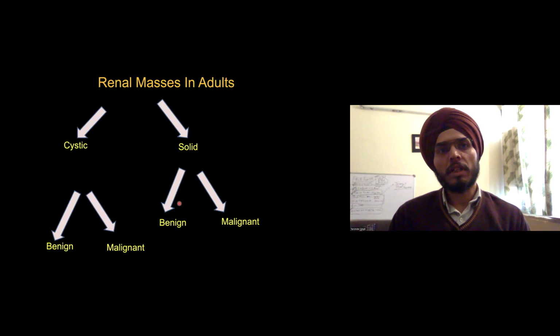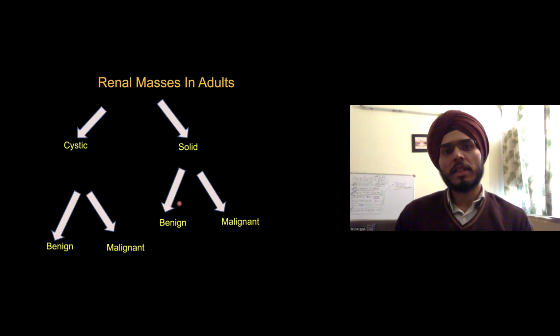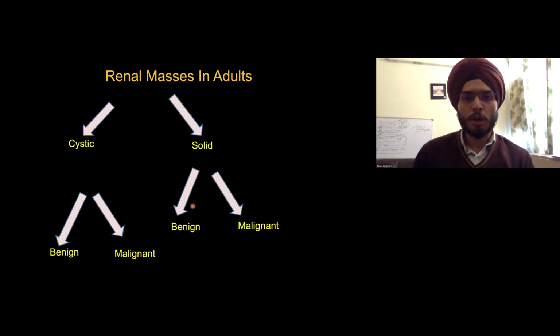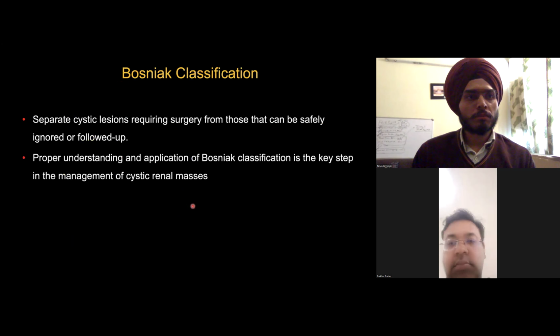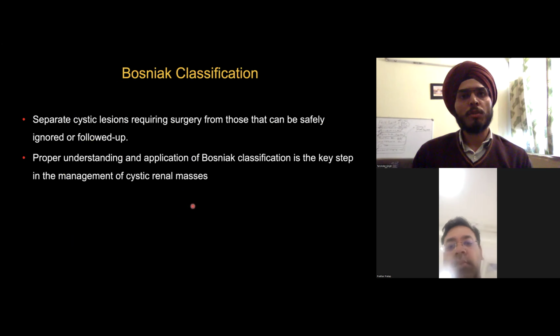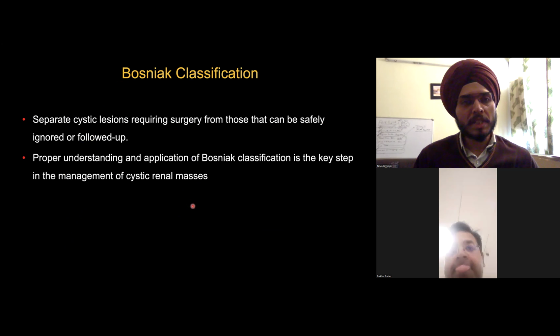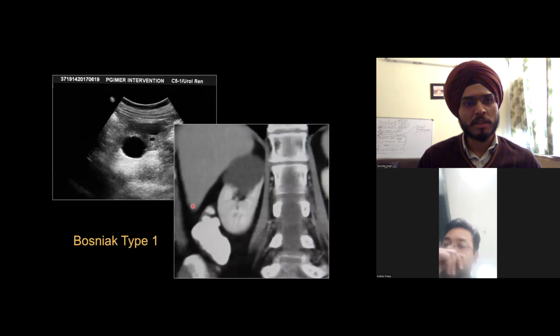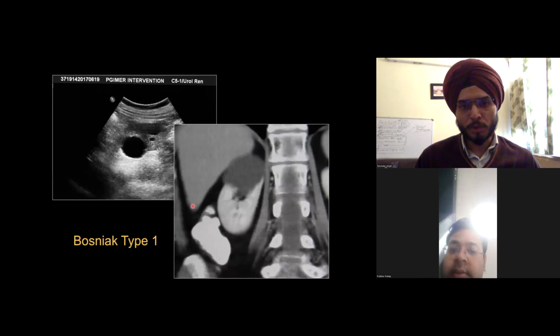Now, when we are evaluating renal masses in adults, we need to characterize the lesions, whether they are cystic appearing or solid appearing, and both can be benign or malignant. Now, there is a classification for that, the Bosniak classification, which separates the cystic lesions requiring surgery from those that can be safely ignored or followed up. Proper understanding and application of the Bosniak classification is a key step in the management of cystic renal masses. Now, I will be discussing a few cases.